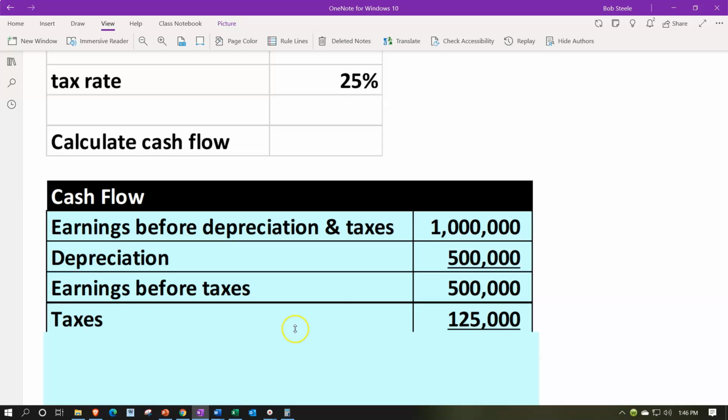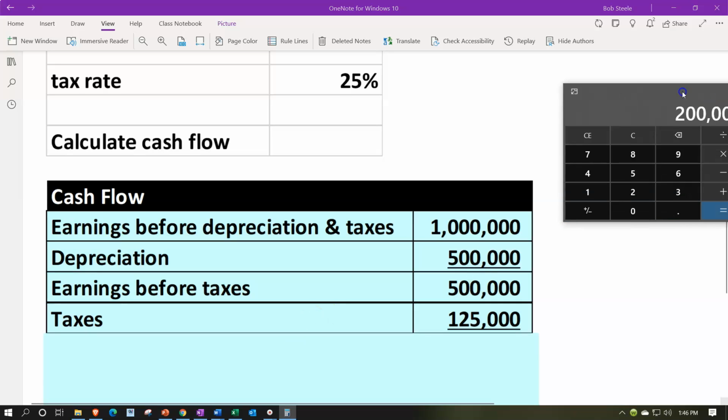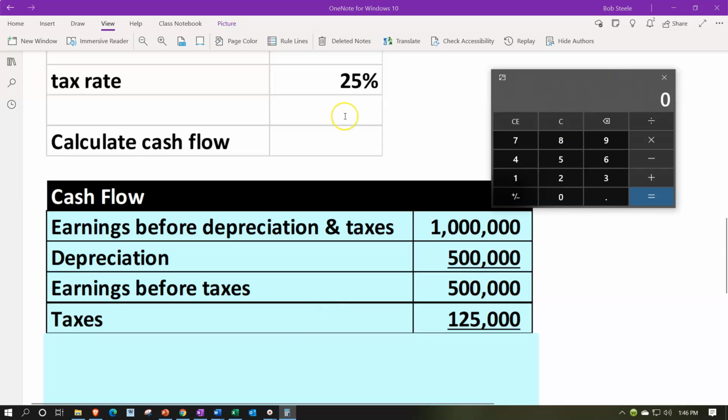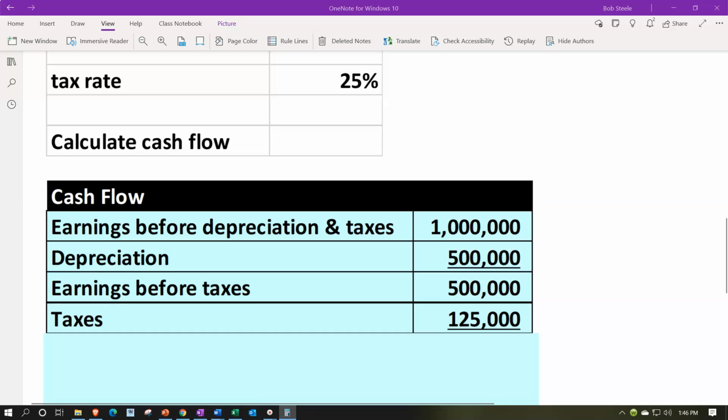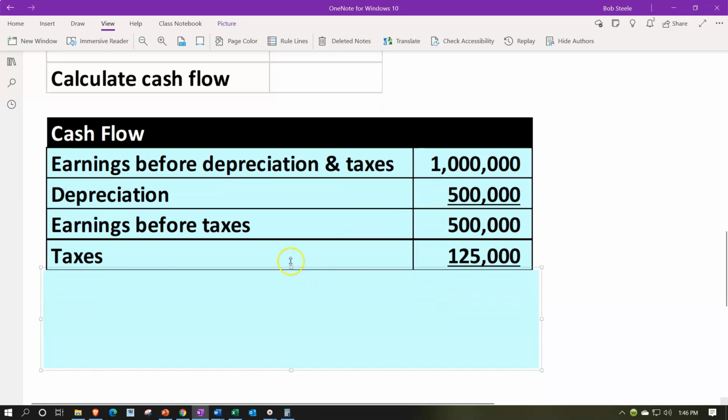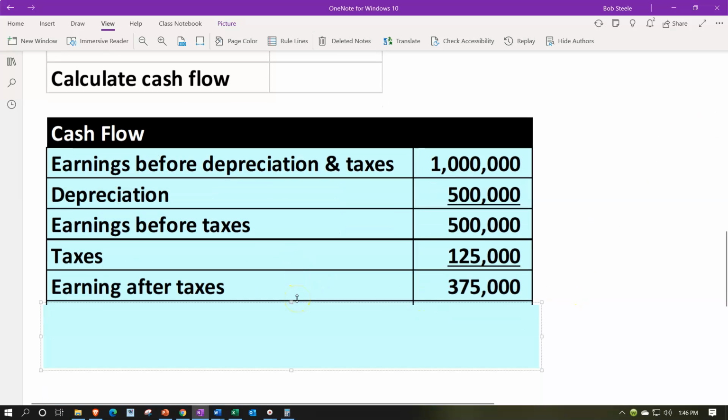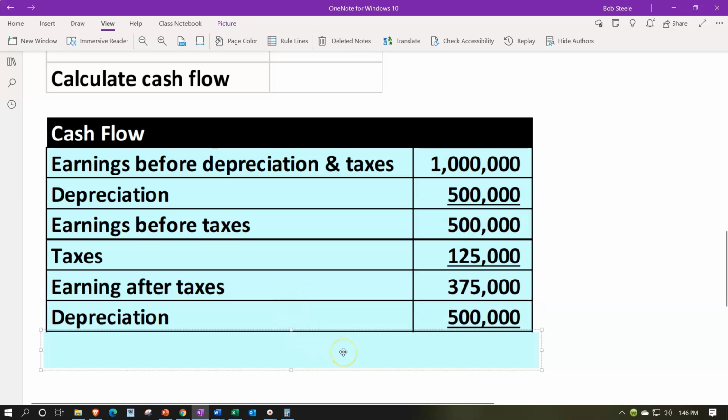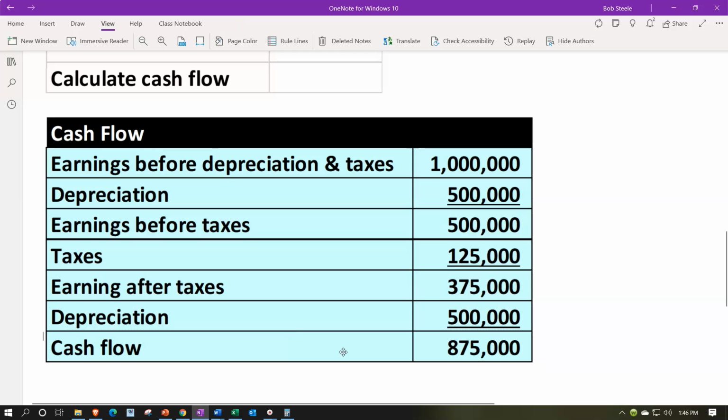Now we calculate the tax on the 500,000, but the rate is only 25% this time. So we've got the 500,000 times the 0.25. That's going to give us the 125,000. 500,000 minus the 125,000 gives us the 375,000 earnings after taxes. Then we're going to add back the depreciation of the 500,000. The 375,000 plus the 500,000 gives us the 875,000.